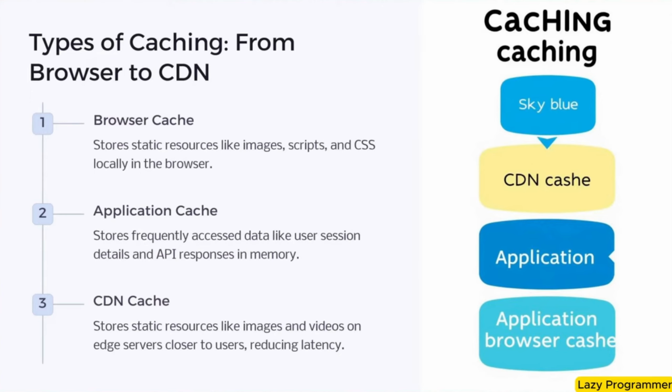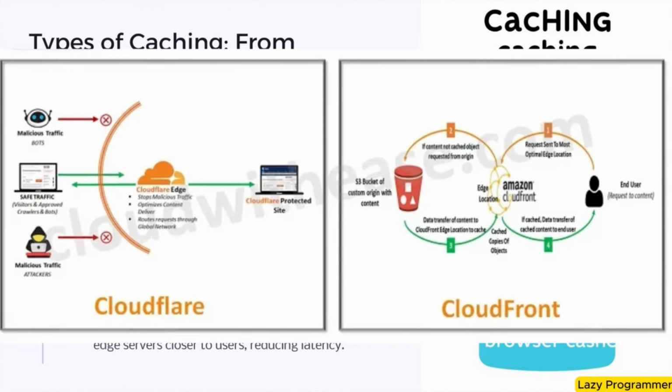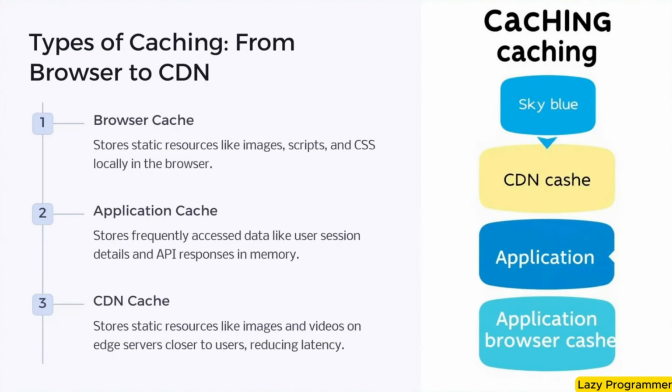Another critical type of caching is content delivery network caching. A CDN is a network of servers distributed globally that cache static resources closer to the end user. So when a user requests a resource like a video or an image or a large static file, the CDN serves it from the nearest edge server instead of its origin server. This reduces the latency, improves page load speed, and your primary servers are not overloaded. For example, platforms like Cloudflare or AWS CloudFront are widely used for CDN caching.